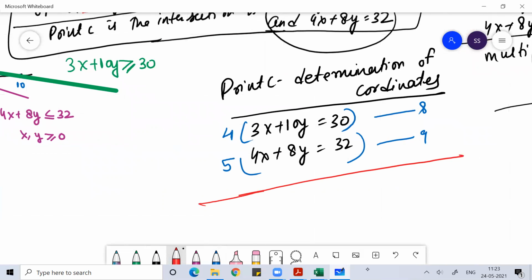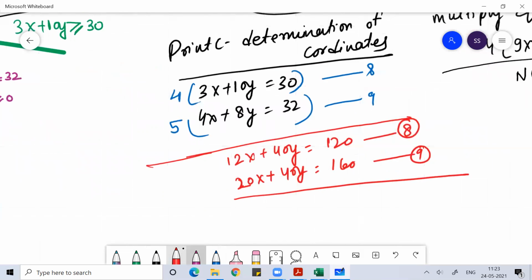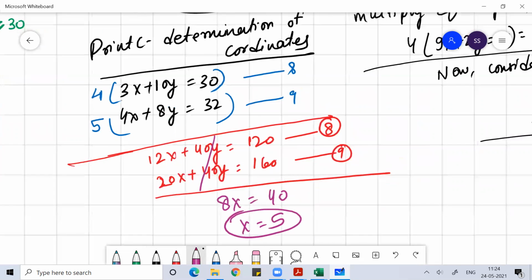So this equation will become 12x plus 40y is equal to 120. Let this be equation 8 only, and this is 20x plus 40y is equal to 160. This is equation 9. I can solve this. So I can cancel y and y. So 20 minus 12, that is 8x is equal to 40. So x is equal to 5. So 8 5s are 40, x equal to 5.